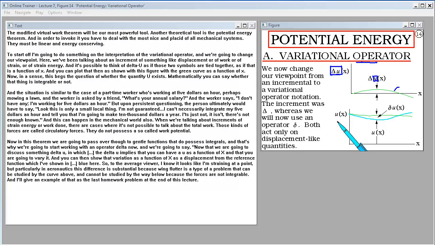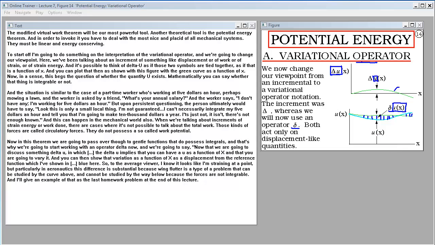That's why we're going to start working with an operator delta now, and we're going to discuss delta U, in which the delta U implies that you can have a U as a function of x and that you are going to vary it, and you can then show that variation as a function of x as a displacement from the reference function, which I've shown in green, in blue here.